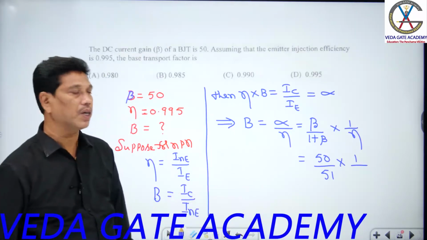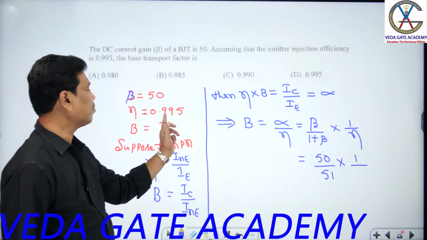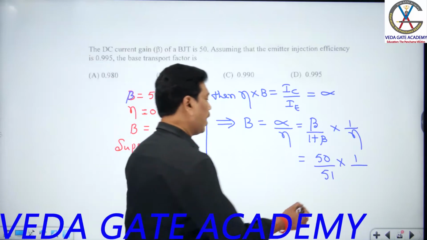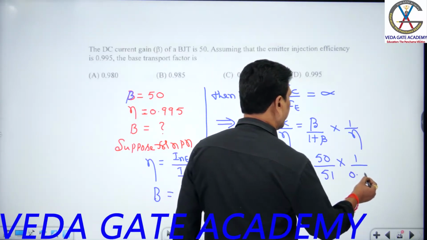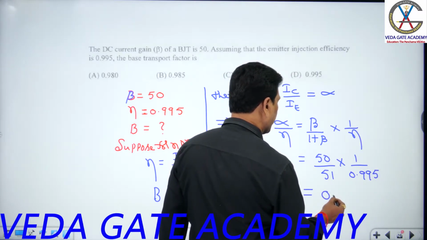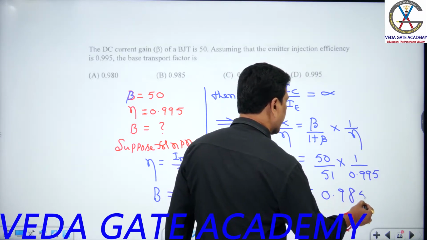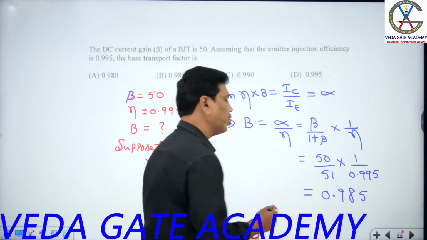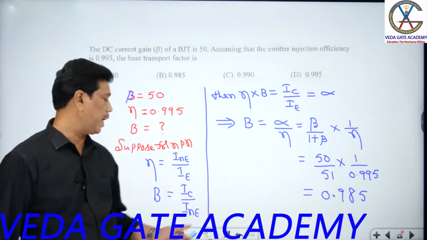Eta stands for emitter injection efficiency, students. That emitter injection efficiency is 0.995 you can call. So 50 by 51 into 0.995. If I minimize this one, students, you may get this value around 0.985. So this value may come to be 0.985 you can call.